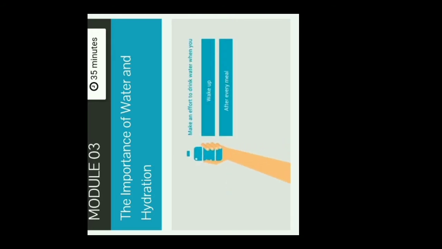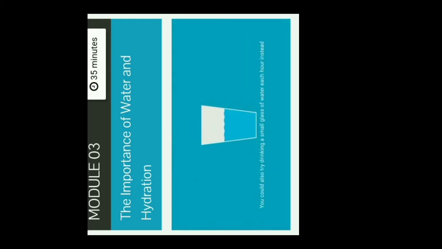But don't wait until you notice these symptoms before implementing a hydration plan. Untreated dehydration has many significant health risks. If staying hydrated is difficult for you, drink on a schedule. For example, make an effort to drink water when you wake up, after every meal, and when you go to bed. You could also try drinking a small glass of water each hour instead.